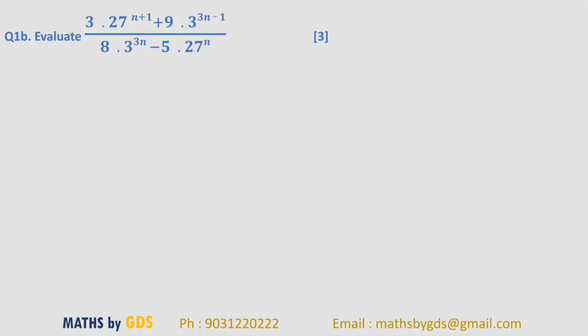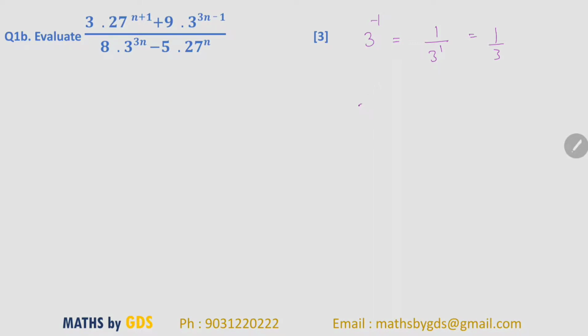Here we have our next question. It is based on the topic surds and indices. Now before solving this, I would like to tell you a few rules about surds and indices that we call the laws of indices. So for example, 3 to the power minus 1 is written as 1 by 3 to the power 1, that is 1 by 3.